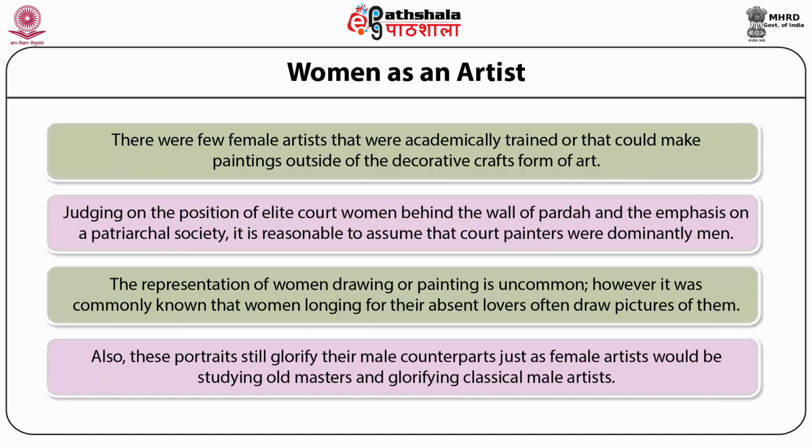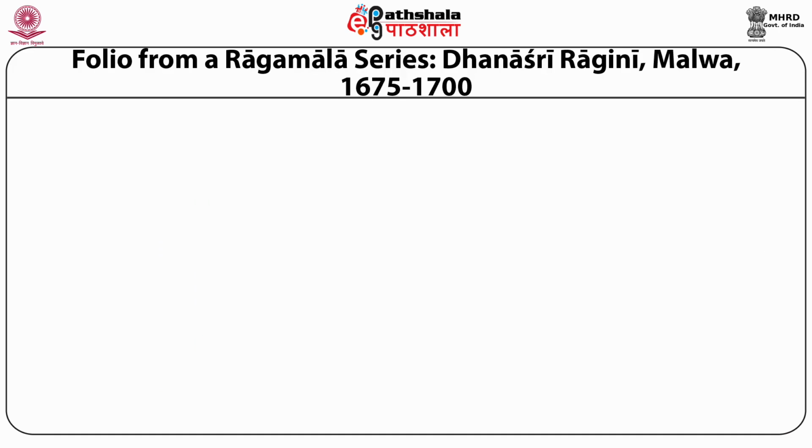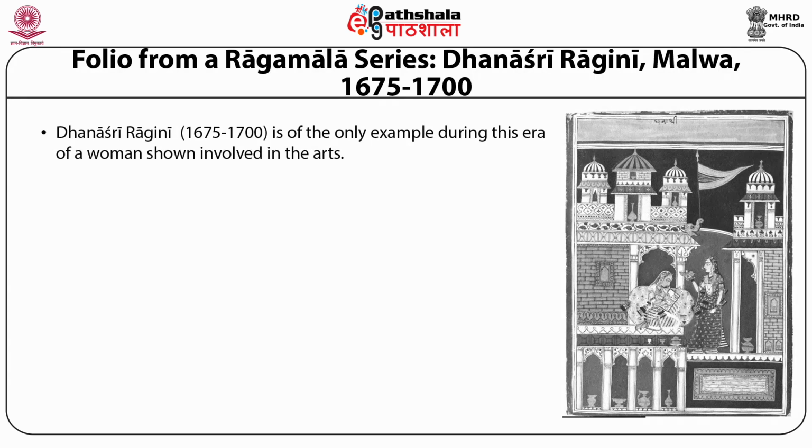A folio from the Ragamala series, Dhanashri Ragini, belongs to the Malwa school, 1675 to 1700, showing a woman as an artist. Dhanashri Ragini is the only example during this era of a woman shown involved in the arts. Her posture is in the traditional Indian artist's style, which gives a connection to the master male painters, as the artist behind this was most likely a male court painter.